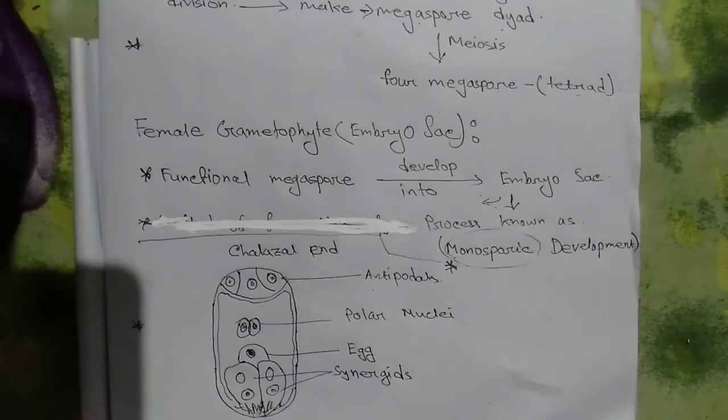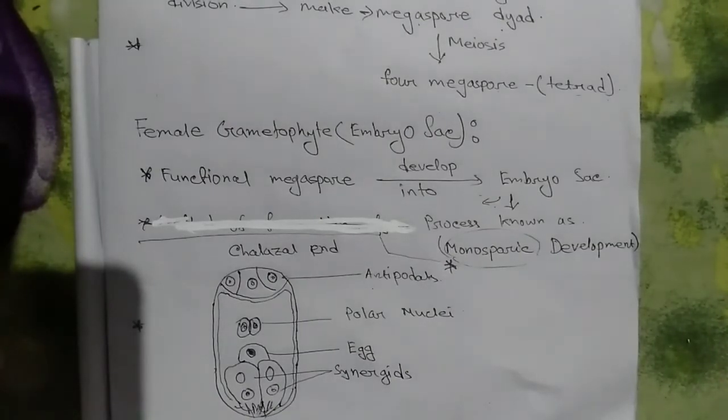Now we have finished all parts of the male and female plant, especially the flowering plant. Okay, now we have to go next. Pollination is a breeding process.